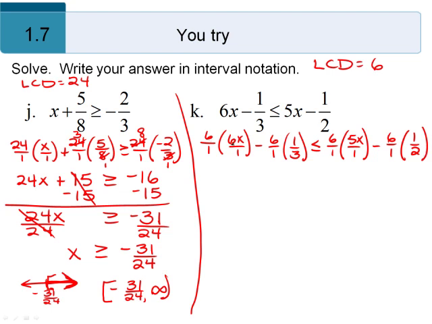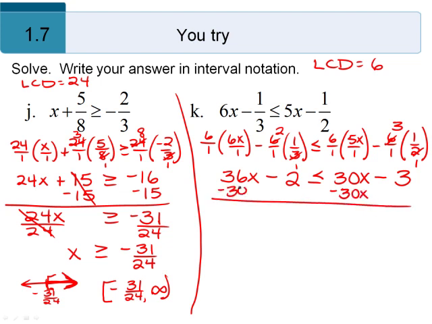Okay, so 6 times 6x is 36x minus, you can cancel by 3 there, so that would leave 2, is less than or equal to 30x, because they were both on top there. Bring down your minus sign. Cancel by 2, that leaves 1 and 3, so you have minus 3. Now I need to move my variables to the left, so I'm going to subtract 30x. So I have 6x minus 2 is less than or equal to negative 3.